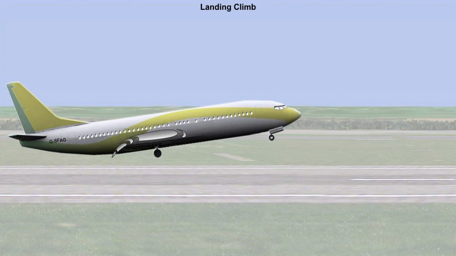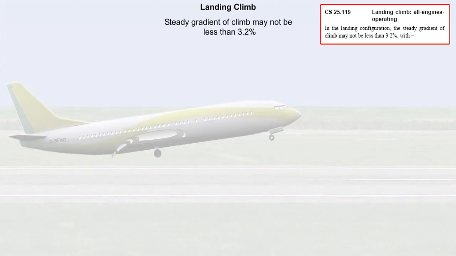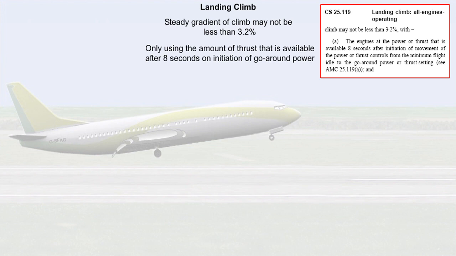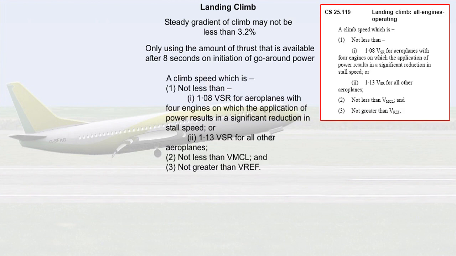This requirement is intended to guarantee adequate performance to arrest the descent and allow a go-around from the final stage of a landing. The regulations state that the steady gradient of climb may not be less than 3.2% with both engines operating, but only using the amount of thrust that is available after 8 seconds on initiation of go-around power. The speed used in the climb cannot be less than either 1.08 VSR for 4-engine aeroplanes or 1.13 VSR for all other aeroplanes, and a speed not less than VMCL and not greater than VREF.